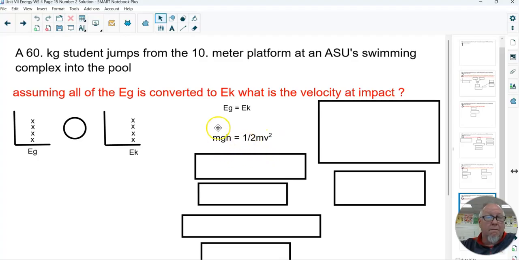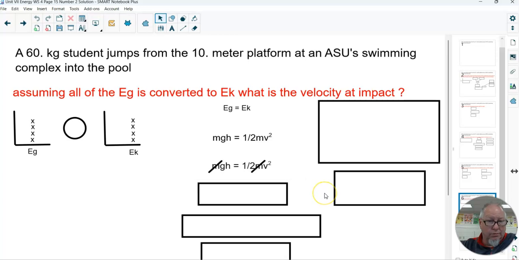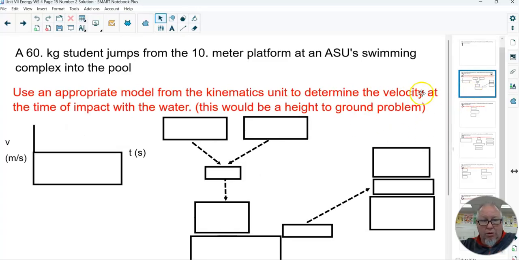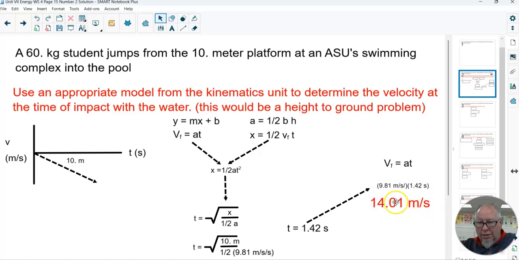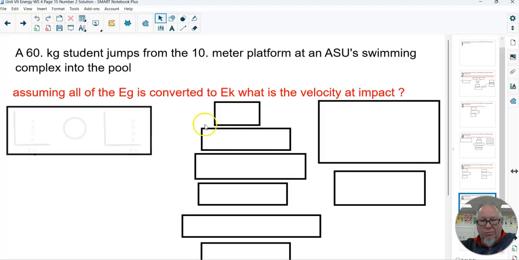Fun fact, masses would cancel out. So mass does not matter. Mass is not going to change the velocity at the time of impact. The only thing that's going to change the velocity at the time of impact is how high it is. As a matter of fact, if you go back to when we did this same problem with kinematics, because we wanted to find the velocity at the time of impact, mass was never part of this. Nowhere in this problem was mass figured in. The only thing that affected the velocity at the end was the height of the platform.